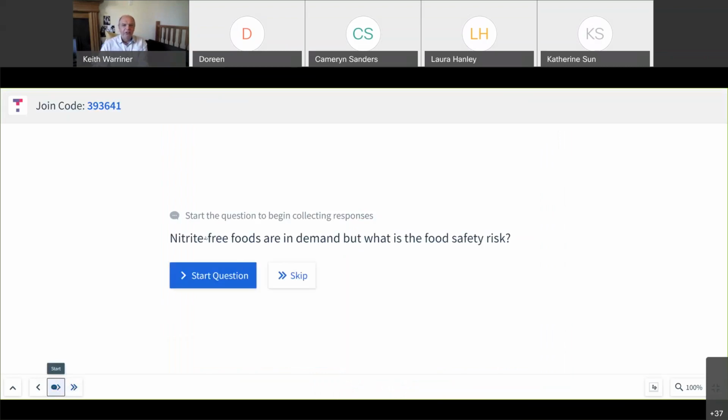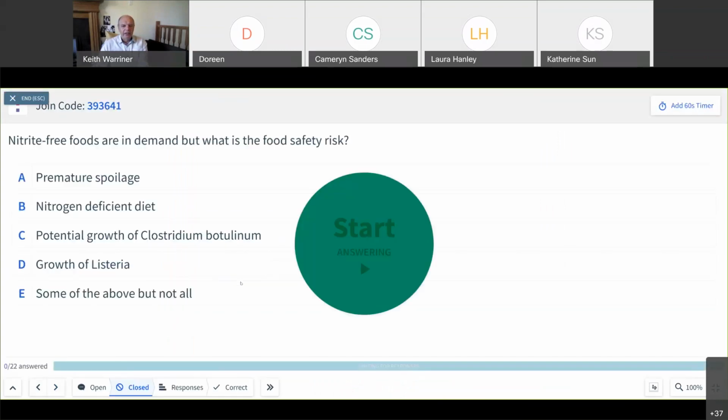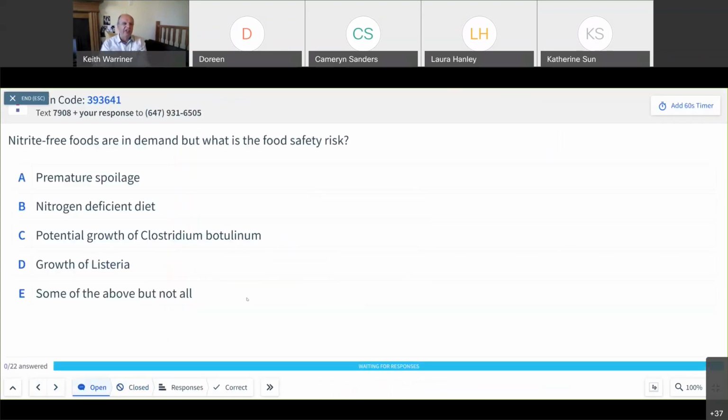So nitrite-free foods are in demand, but what is the food safety risk? When all this thing about nitrates kicked off with this WHO report, this company came to me and said, "Oh, we're very good. We've taken all the nitrites out." But what happened to that company? Did they suffer from premature spoilage? Was there a nitrogen deficiency? Was there potential for growth of Clostridium botulinum, growth of Listeria, some but not all of the above?